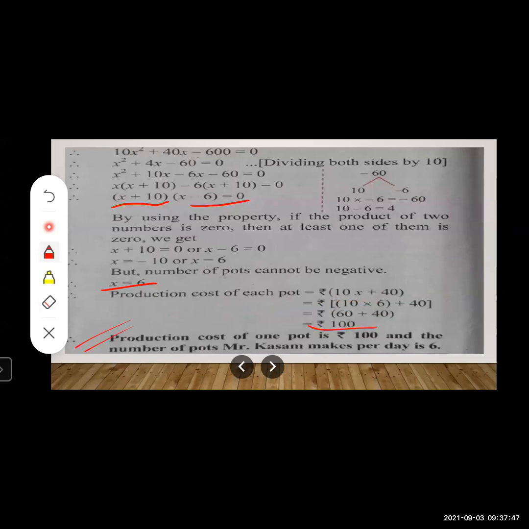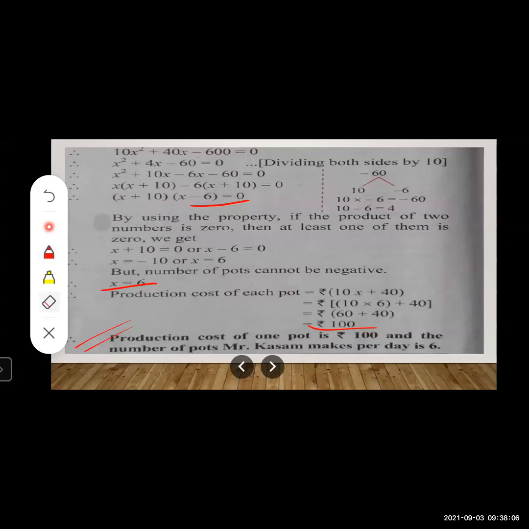And the last line is a must. It carries half marks in the board exam. So how will you write? The production cost of one pot is ₹100 and the number of pots Mr. Kasam makes per day is 6. Means that is nothing but x is equal to 6.